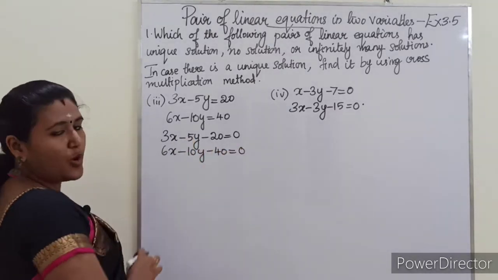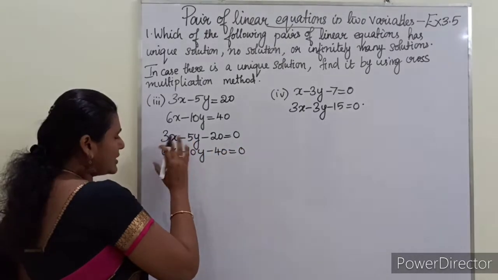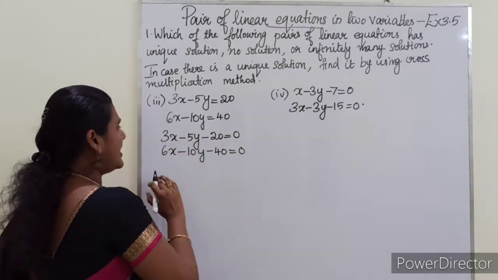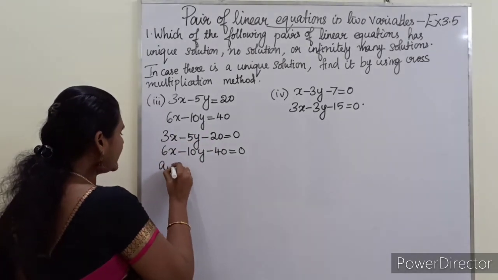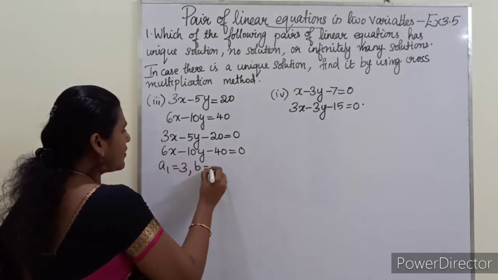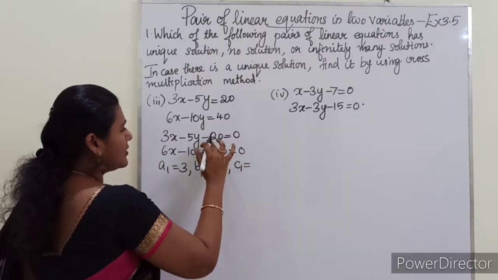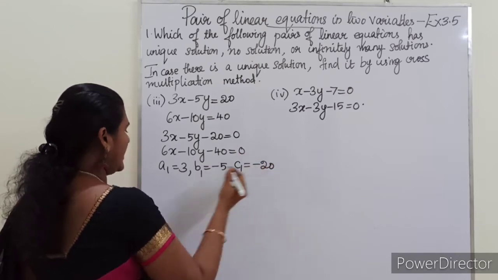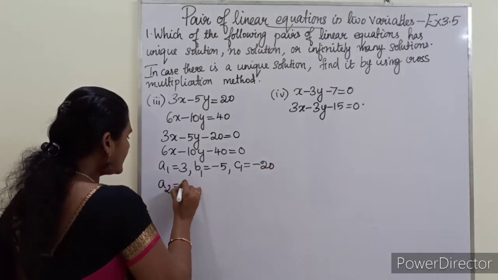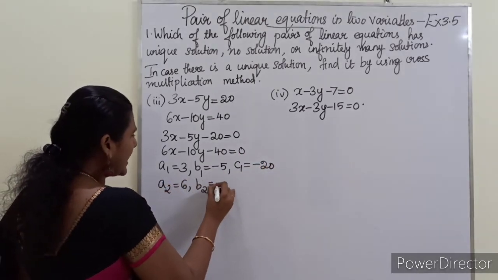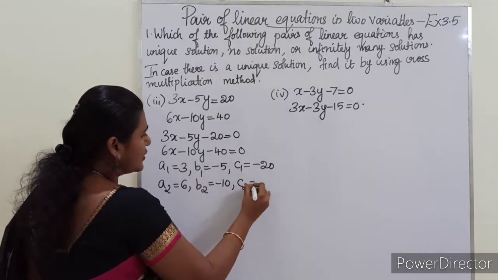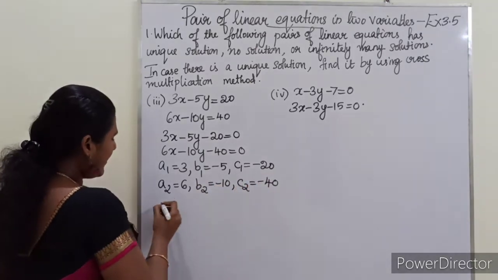So we will check now the ratio between the ratio of the coefficient of the variable x and y. So a1 is equal to 3, b1 is equal to coefficient of y, that is minus 5, and c1 equal to constant term, that is minus 20. A2 is equal to 6, B2 is equal to minus 10, and C2 is equal to minus 40. Now we will find out the ratio.